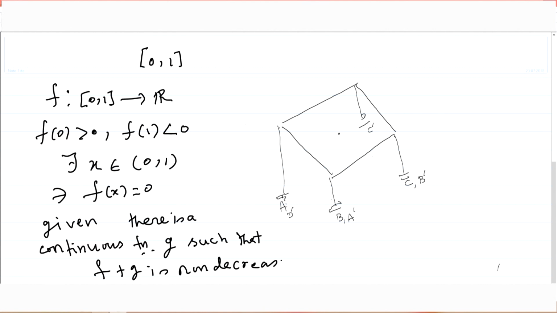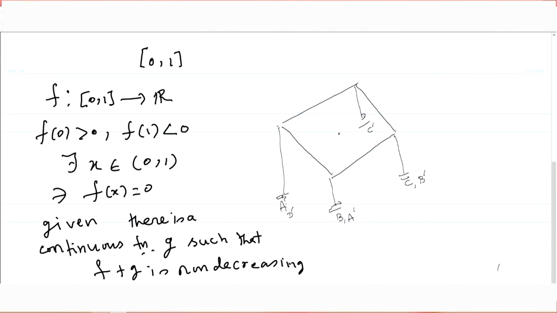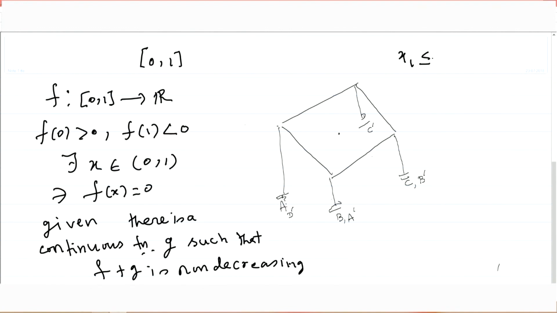Do you understand? Yes, ma'am, we understood. I want you to show that there exists an x in the open interval 0, 1 such that f of x is 0, given there is a continuous function g such that f plus g is non-decreasing. What does that mean? If x1 is less than or equal to x2, then it implies that f plus g of x1 is less than or equal to f plus g of x2. So, can you try to answer this question?